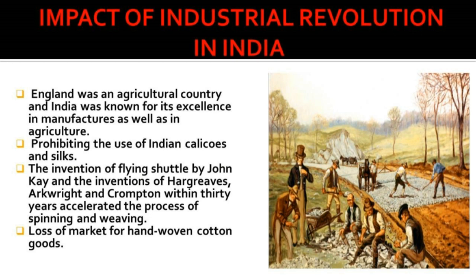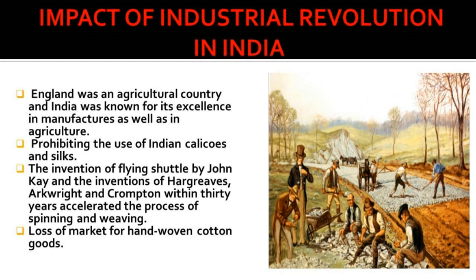The inventions of the flying shuttle by John Kay, and of Hargreaves, Arkwright and Crompton within 30 years, accelerated the process of spinning and weaving. When the British established their foothold in Bengal as a territorial power, the loot from Bengal and the Carnatic provided the required capital and helped accomplish the industrial revolution in England.